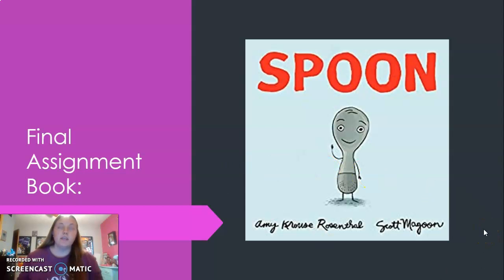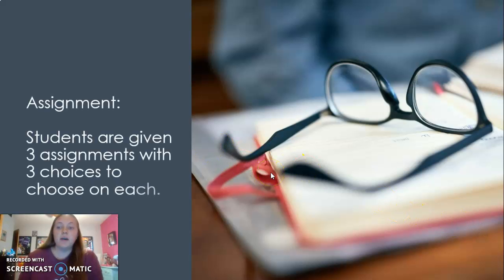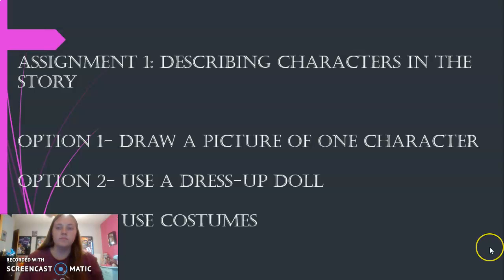So they're going to be given 3 different assignments, and they will have 3 choices to choose on each assignment. So assignment 1 is describing characters in the story. For the first option, some of this is cut off, but the first option would be they could draw a picture of one character. So they could draw a picture, and then they would show it to me, and then they would explain to me one thing about that character.